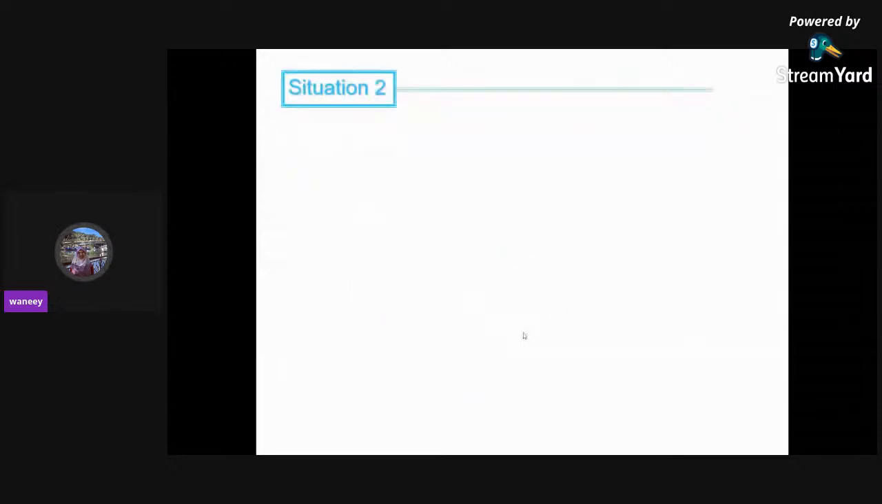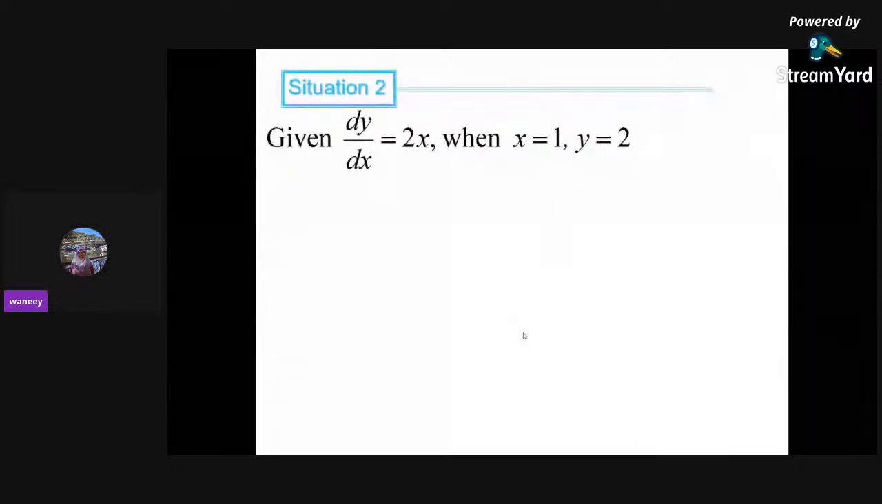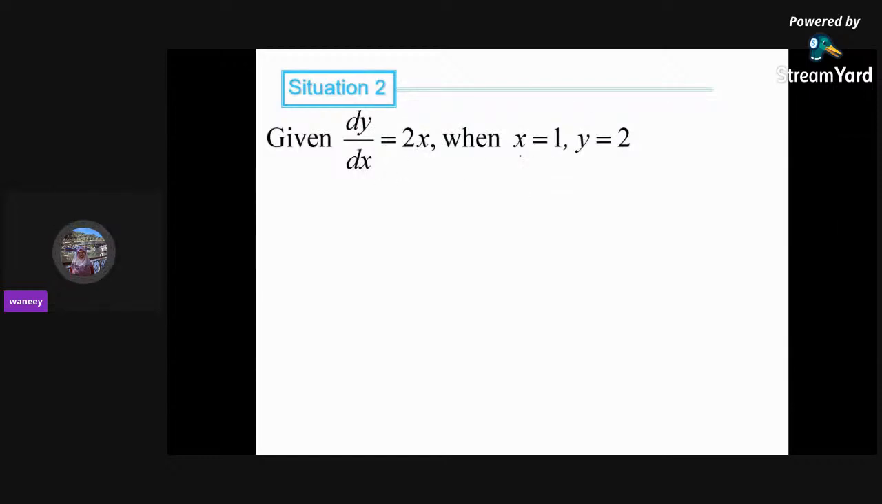Next, what do we mean by a particular solution? Let's say the same question, dy over dx is equal to 2x, but we are given some condition over here. When x is equal to 1, y is equal to 2. So we have some value over there. Now integrate.